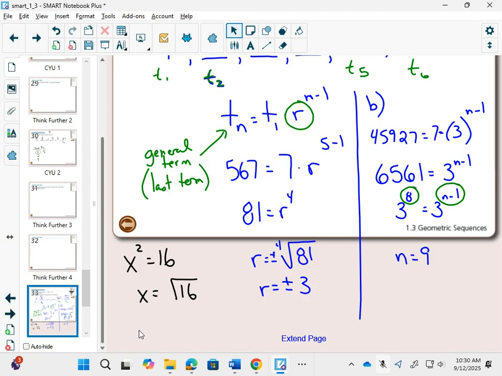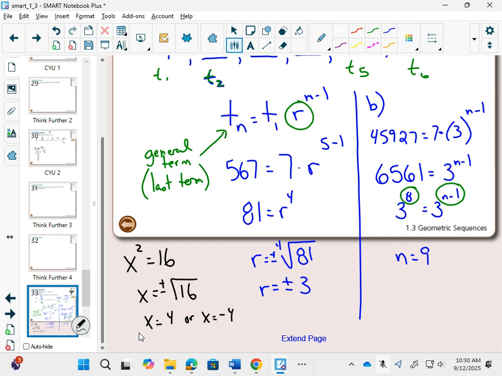But if I go back to my question, there's more than one thing that you can square to get 16. You can square 4 and you can square negative 4. So when we take the square root of both sides, mathematically we have to show that we know that by adding the plus or minus, because the square root of 16 is only positive 4. By adding that plus or minus, we say that the answers are 4 or negative 4.